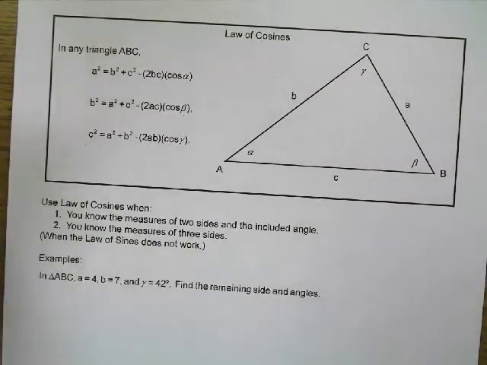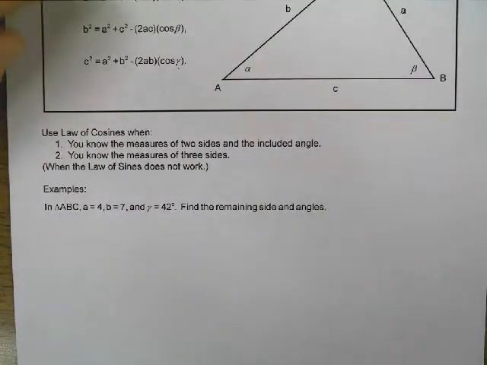All right. You're going to use the law of cosines when you know the measure of two sides and the included angle. So when you have side angle side given in the picture, or you have side side side given. And these are the two cases where law of sines doesn't work. Law of sines is easier to work out, but in these two cases, when law of sines doesn't work, you have to use law of cosines. Let's go ahead and jump in and do an example and see if it makes sense.